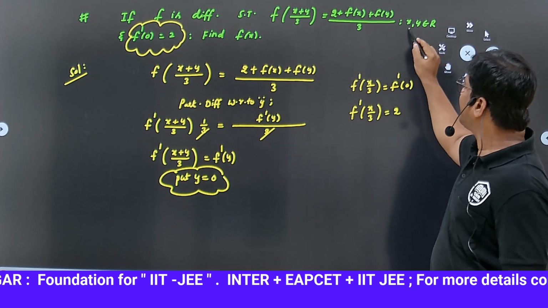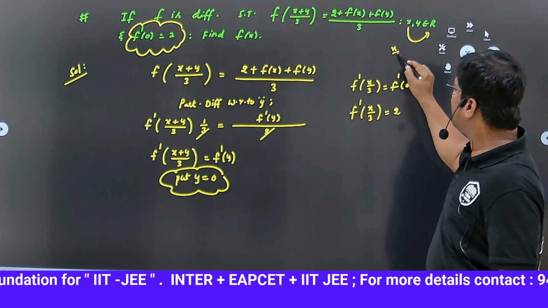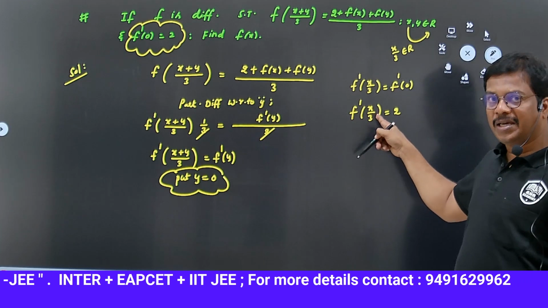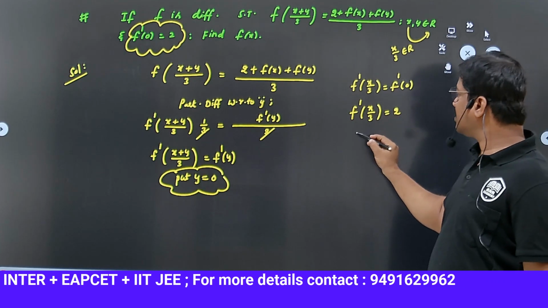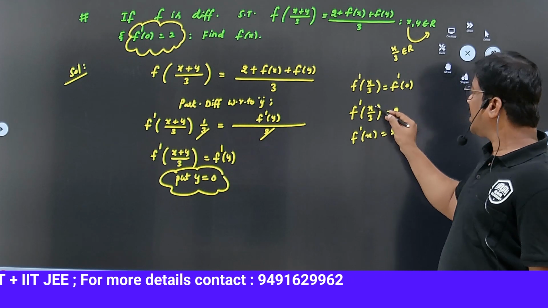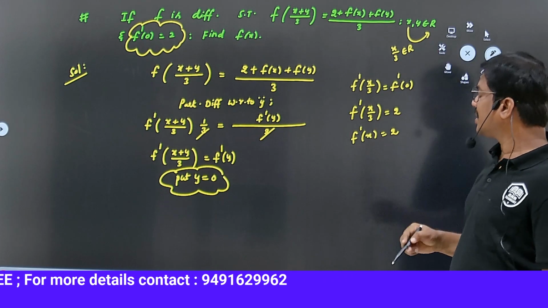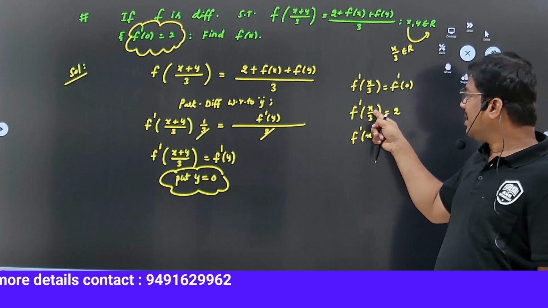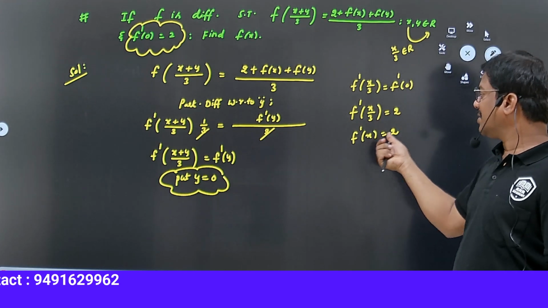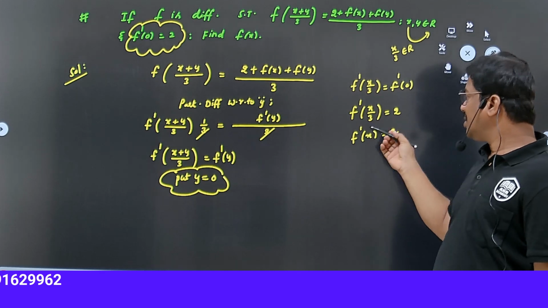Clearly x is a real number, so x by 3 is also a real number. Whatever the real value you have here, the output is 2. So I can write f dash of x is also 2. x real number implies x by 3 also real number. Whatever the real input you have, it becomes 2. Already x is real, so whatever the real value, f dash x is 2.